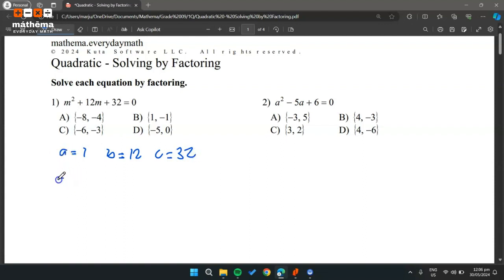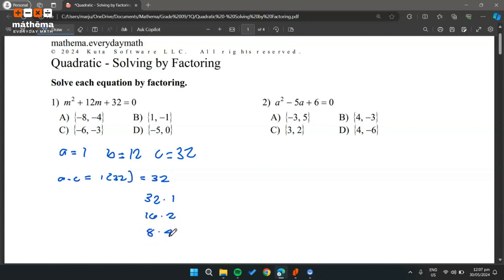The next step is to multiply a times c, which is just 1 times 32, which will give you 32. Then we look for the factors of 32 that when added will give you b, or 12. So for 32, the factors are 32 times 1, 16 times 2, and we also have 8 times 4.